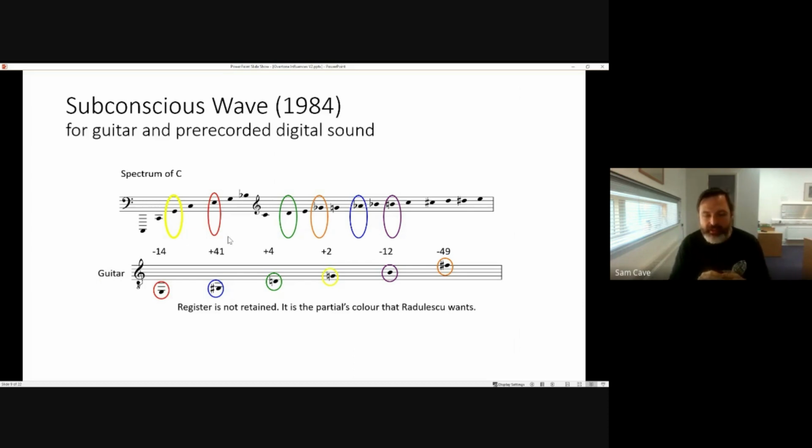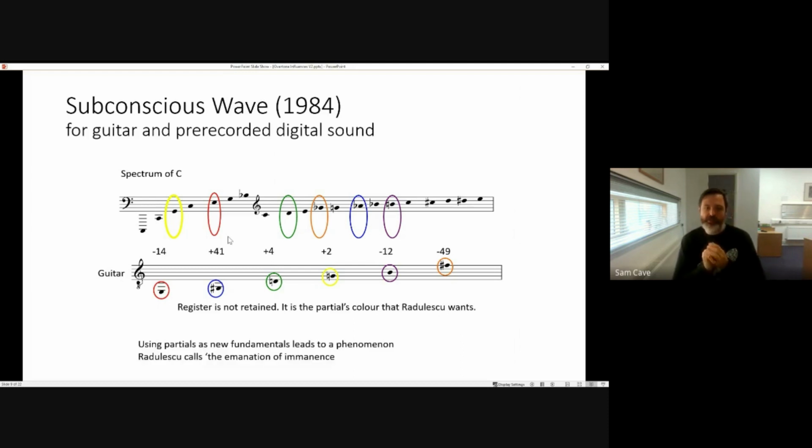And in that way, Radulescu is treating this set of 6 partials of C, which are the open strings, as fundamentals in their own right, to define 6 new overtone spectra by playing natural harmonics on each string. And this phenomenon is a really important ingredient in the creation of sound plasma. And in his beautifully idiosyncratic English, Radulescu has a term for this process, which he calls the emanation of immanence. And this is a very important part of his harmonic language.